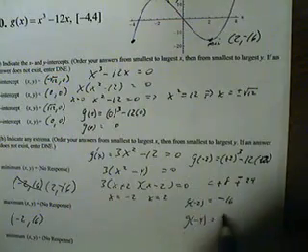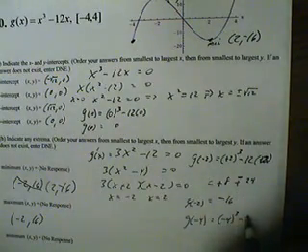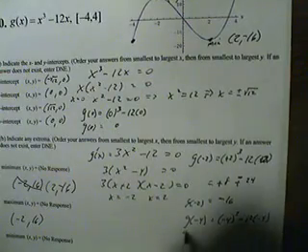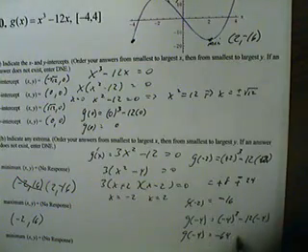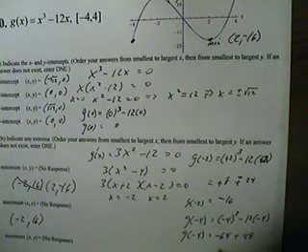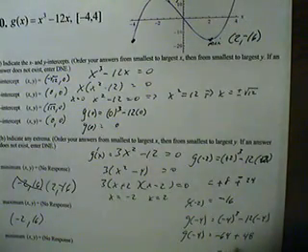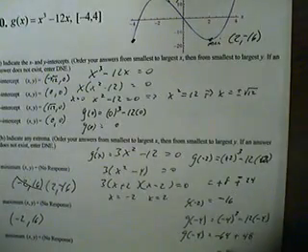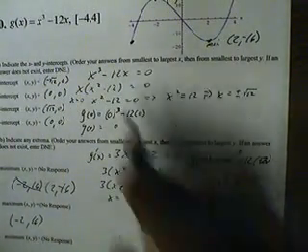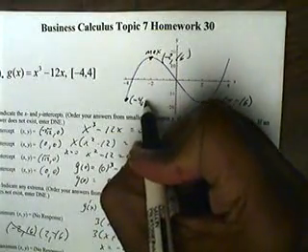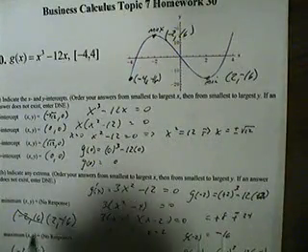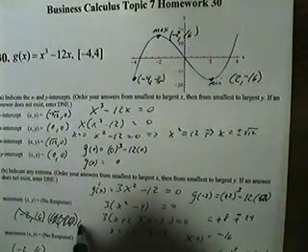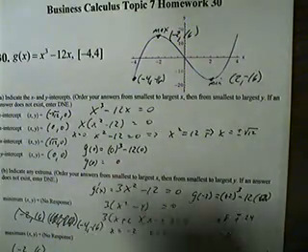g of negative 4 equals negative 4 to the third power minus 12 times negative 4. And this will be negative 64 and positive 48. That'll give me negative 16. So that point right there is actually (-4, -16). It's pretty low, so that's actually my lowest minimum. So I'm going to change this one more time. Alright, so (-4, -16).